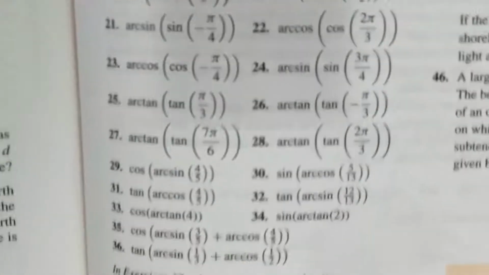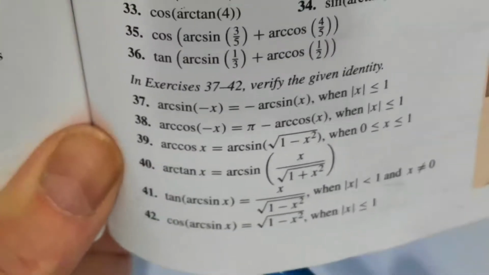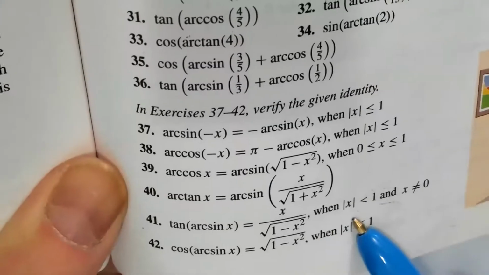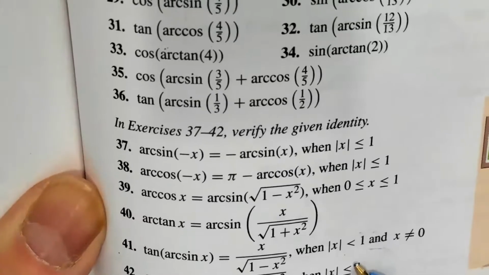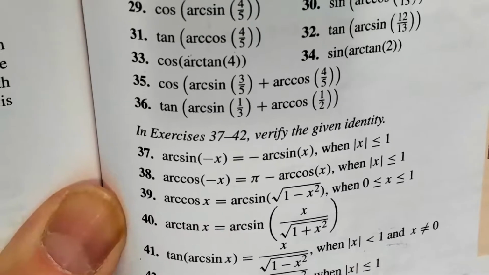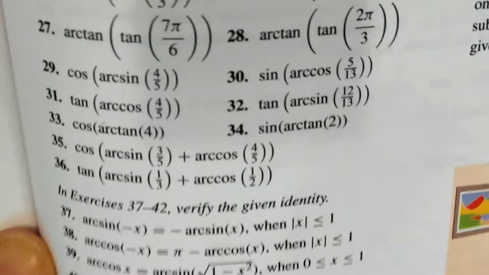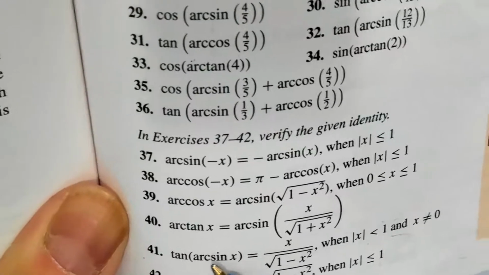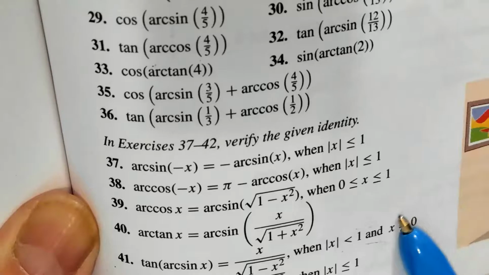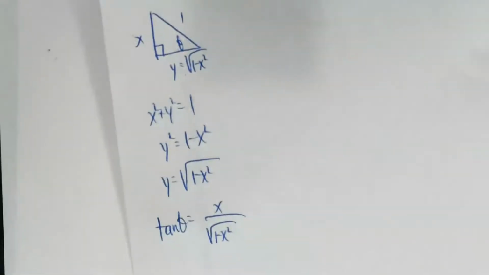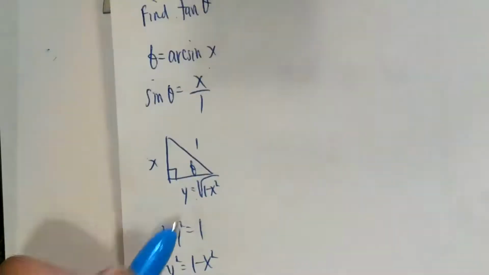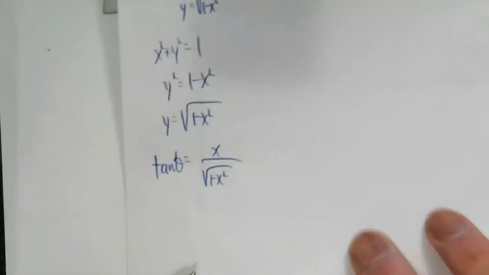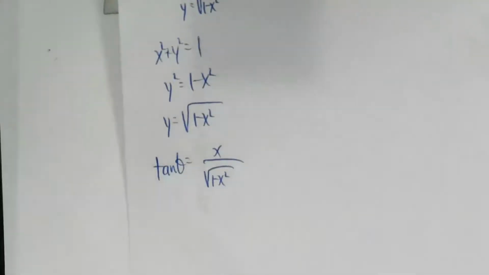You don't have to worry about this other stuff here. Absolute value of x is less than 1. Well, yeah, it cannot be 1 because then you'd be dividing by 0. And arc sine only returns stuff between -1 and 1 anyway. x cannot be 0 because if x is 0, you don't even have a triangle. But when you're working the problem out, you don't really have to worry about that here.